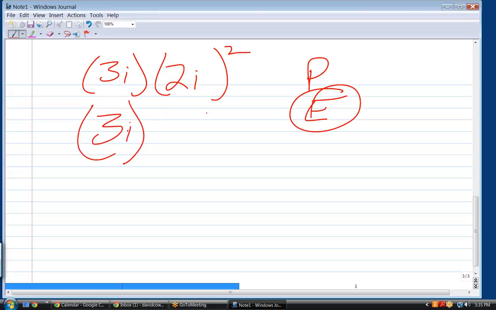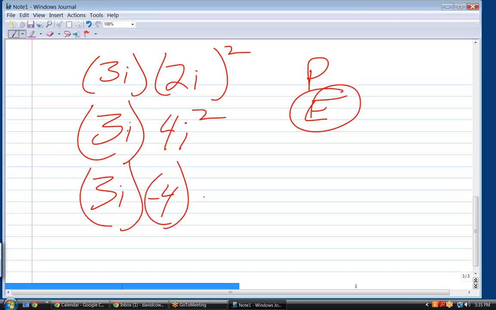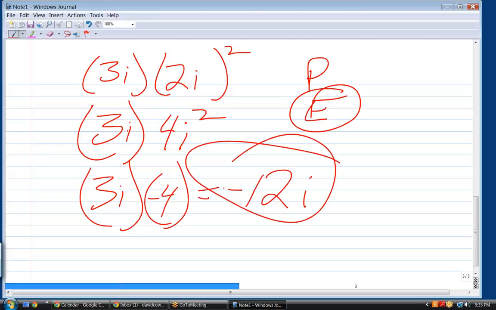What do I get when I square this? 4i squared. Yeah, and now I don't really need parentheses. And what can I substitute for i squared? -1. Times a -4... which is -12i. Okay. That makes sense.